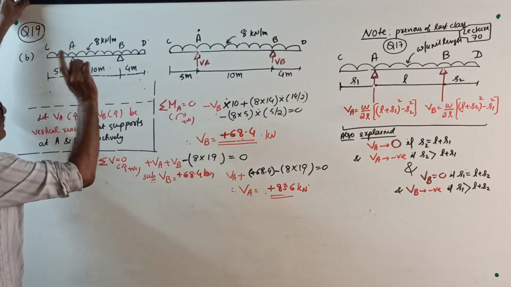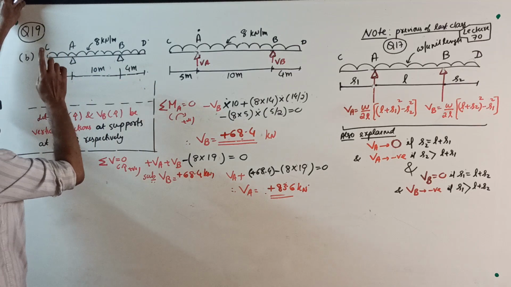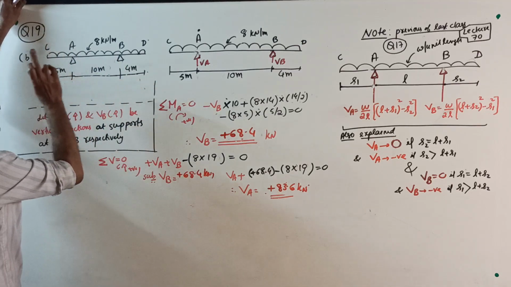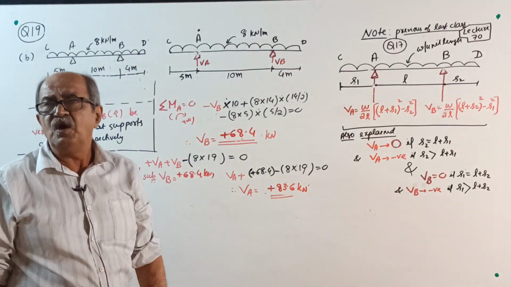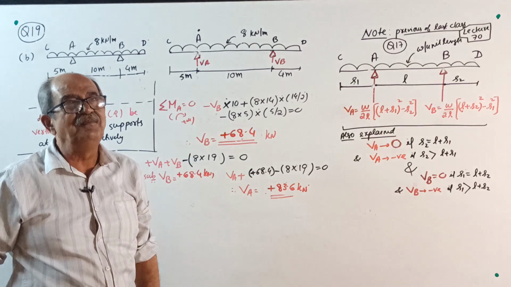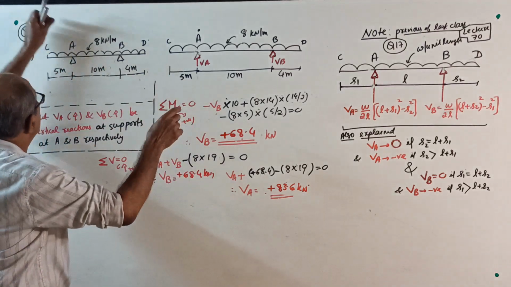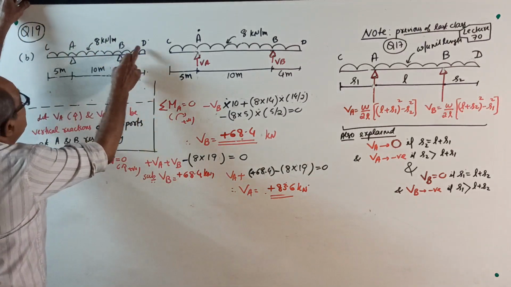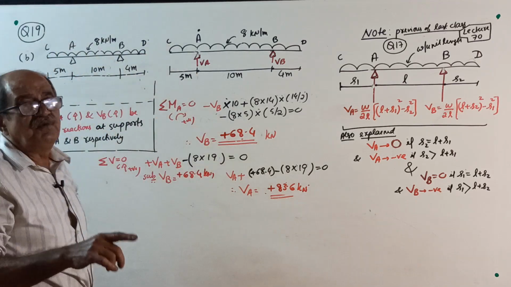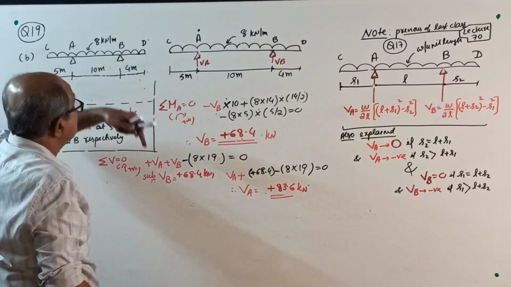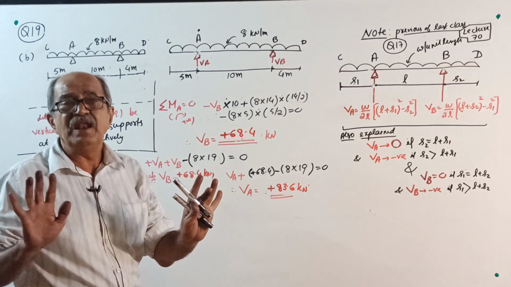Or a beam, 19 is not given. See, a beam is simply supported over a span of 10 meter. It has left overhang of 5 meter, right overhang of 4 meter. That also is okay. Or the easiest way people will prefer is for the beam shown in figure. It is loaded by UDL of 8 kN per meter for the entire length.